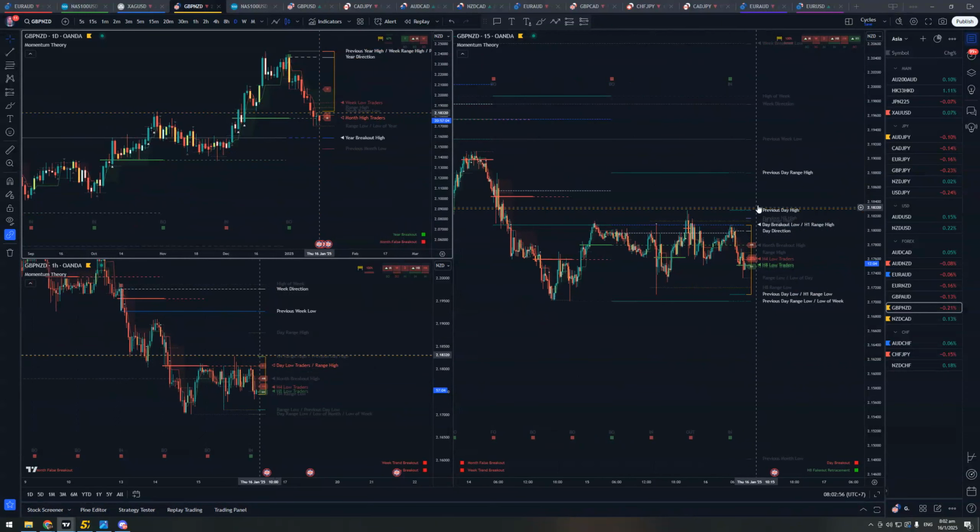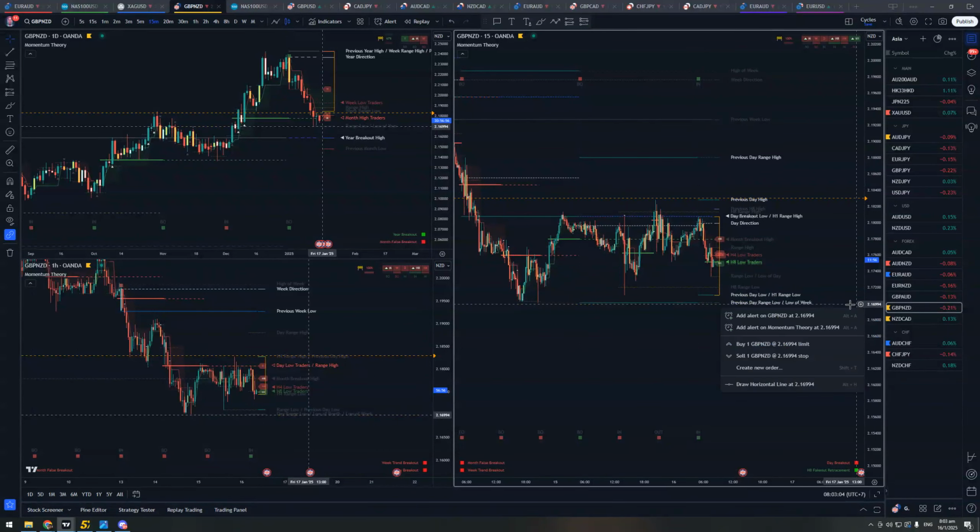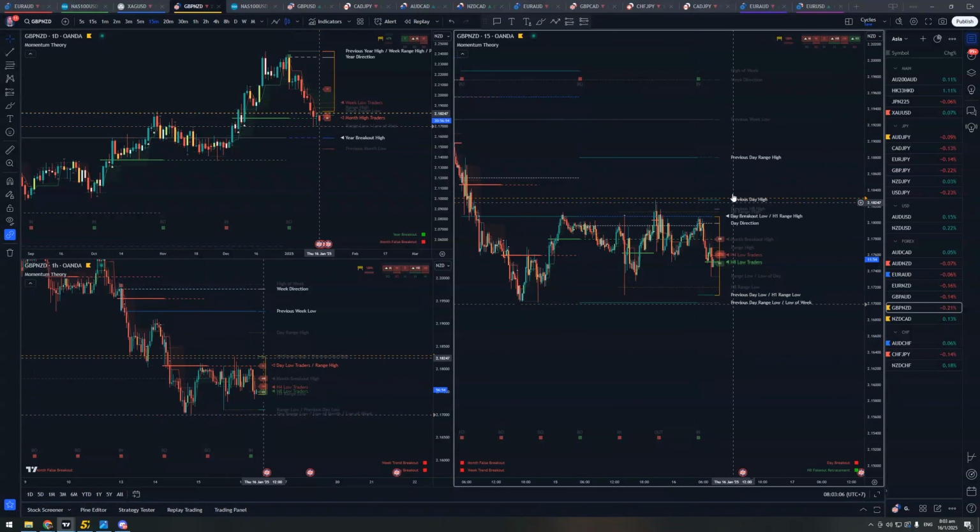The setup for me, faking out the high to take it down. If I don't get that, I'm looking for consolidation and then a breakout of the low. So I can take both of these. I would rather take a fake out. I much prefer fake outs, but let's see.